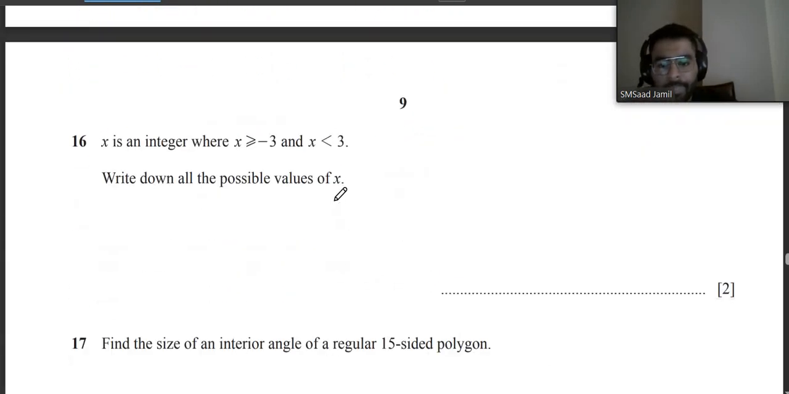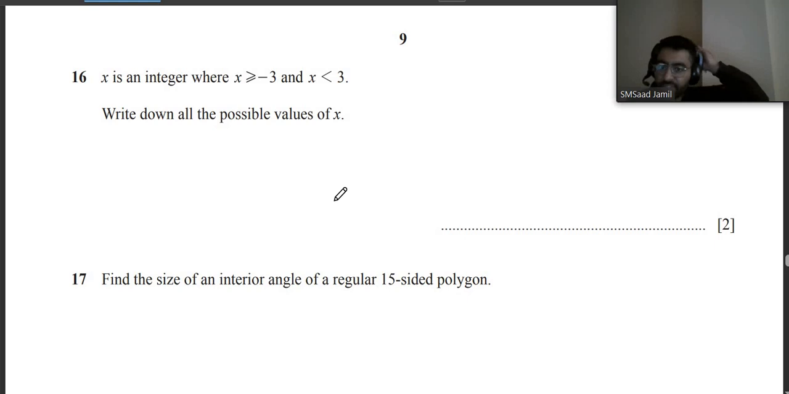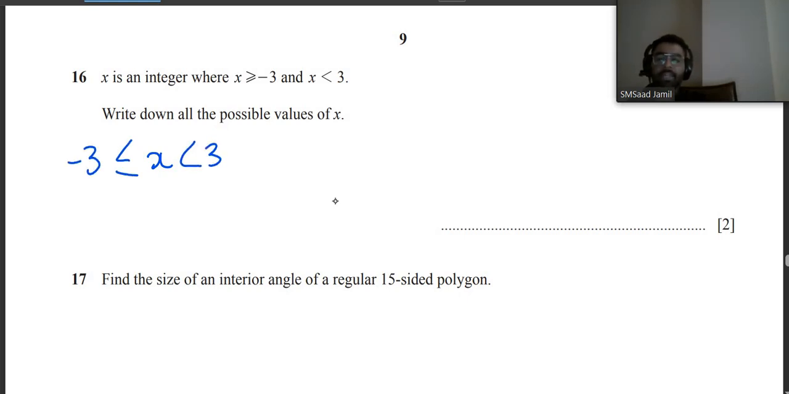Easy. Next question. X is an integer where x is greater than or equal to negative 3. It means x can be negative 3, negative 2, negative 1. And then it says x is less than 3. So the best way to do it, first of all, rearrange it. Write it down like this. Write x in the middle. X is greater than or equal to negative 3 and less than 3. It means x is negative 3 because it says greater than or equal to. Either it is greater than negative 3 or equal to. Negative 3, negative 2, negative 1, 0, 1, 2.